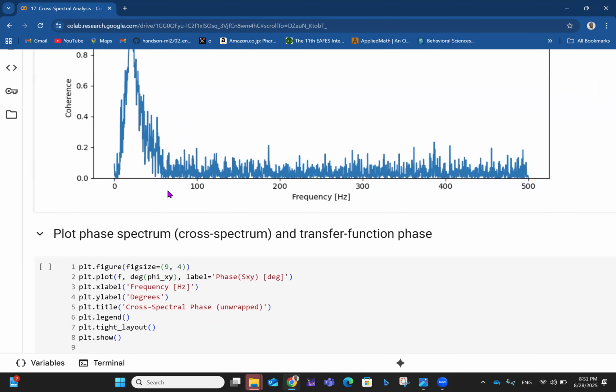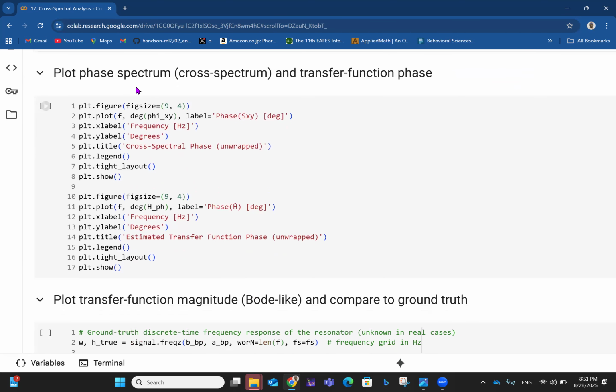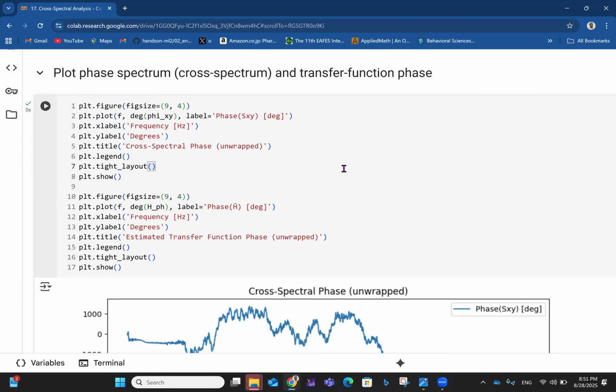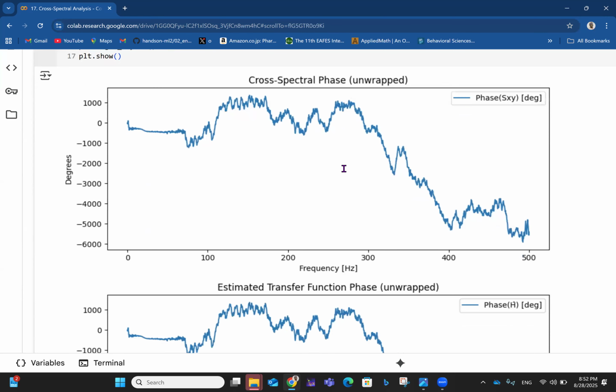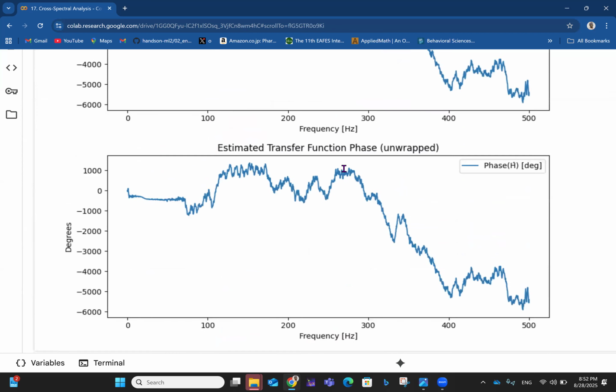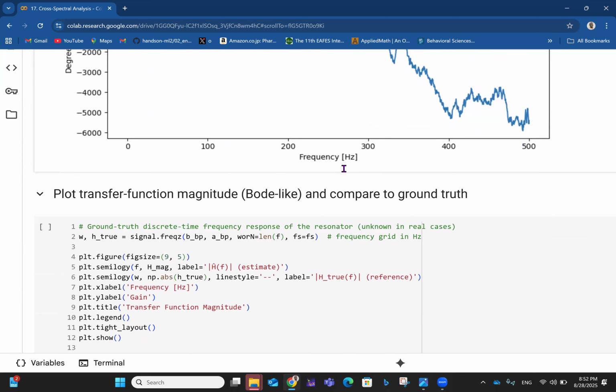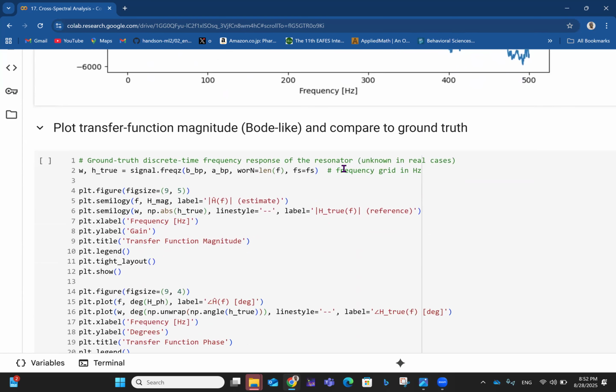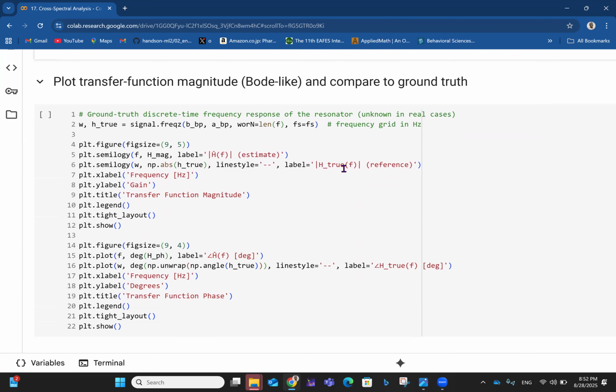And then we can plot the phase spectrum, that's the cross spectrum and transfer function phase. We run this now, and this is what that gives us. So we have the cross spectral phase unwrapped, and then we have the estimated transfer function, which is also unwrapped. Then we can go ahead and plot the transfer function magnitude, compared to ground truth. So of course we set the necessary things. The ground truth is the discrete-time frequency response of the resonator, unknown in real cases. So we have W and H true.